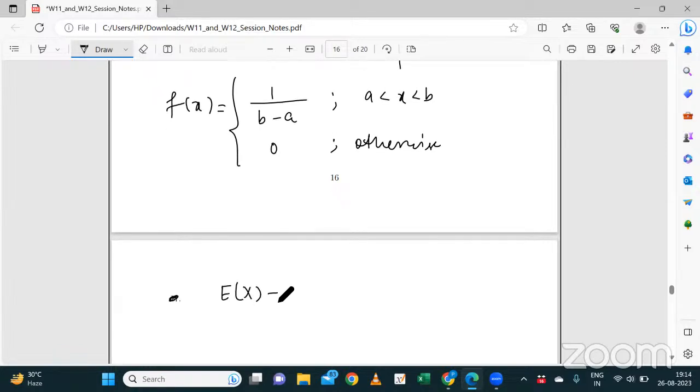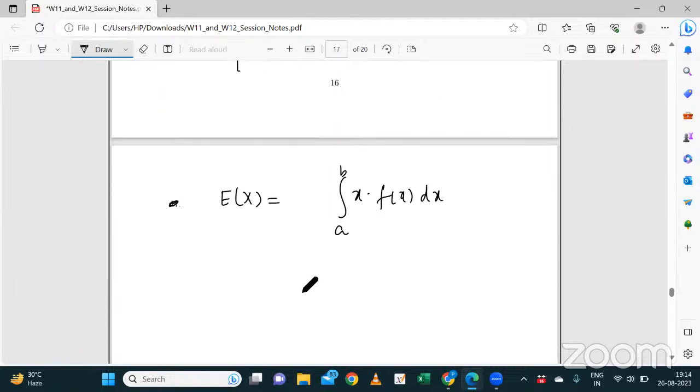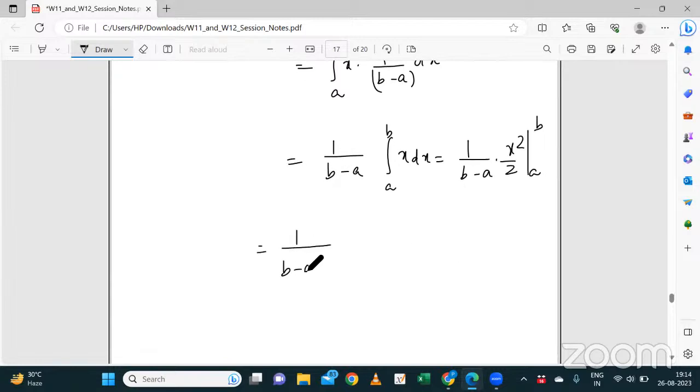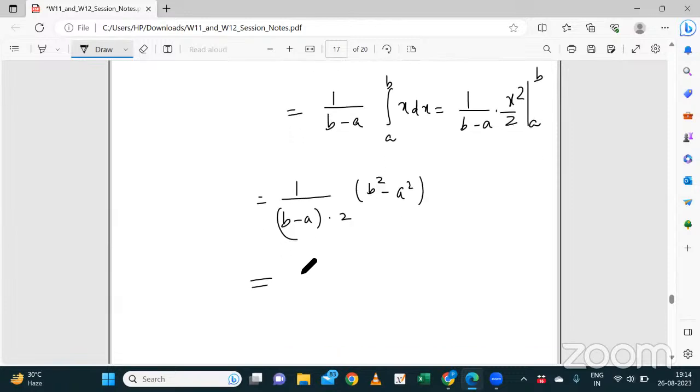What is the expected value of x? You can integrate, and I'm going to integrate. The expected value of x is the integral from a to b of x into f(x) dx, where f(x) is 1 upon b minus a. So 1 upon b minus a times the integral of x dx, which is x square by 2 from a to b, giving b square minus a square over 2. If you solve this, you get (b plus a)(b minus a) divided by (b minus a). The b minus a cancels and I get a plus b by 2.